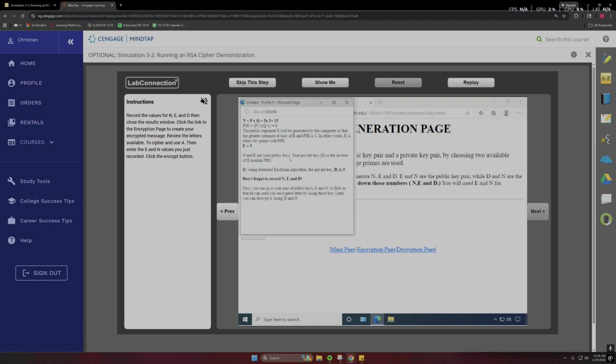N and E are your public keys. Your private key D is the modular inverse of E modulo PHI. By using the extended Euclidean algorithm, the private key D is 3. Don't forget to record N, E, and D. Now you can give your pair of public keys E and N to Bob so he can send you an encrypted letter by using those keys. Later, you can decrypt it using D and N. Okay, so remember N is 15, E is 3, and D is 3. Just remember those numbers.